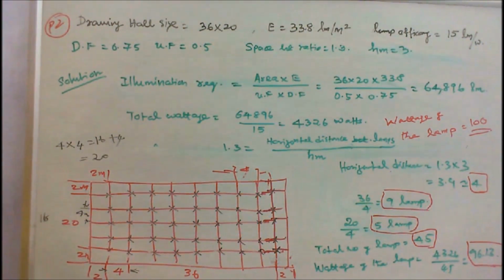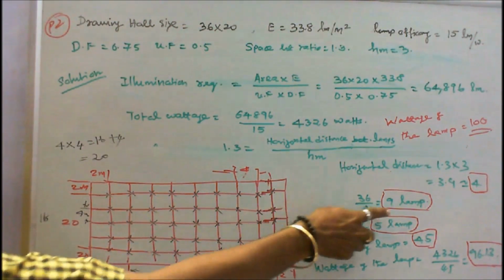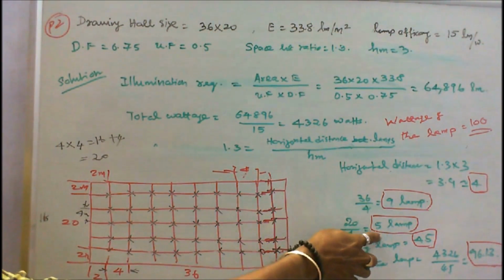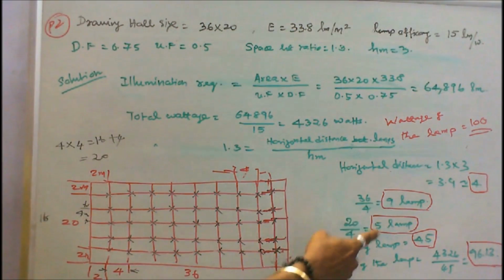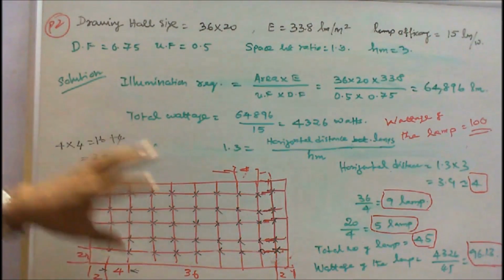Therefore, here the length is 36 and width is 20. 36 by 4 is equal to 9 lamps, and 20 by 4 is equal to 5 lamps. Lengthwise 9 lamps, widthwise 5 lamps. Therefore, total number of lamps is equal to 9 into 5, 45. We have to find the wattage of the lamp.